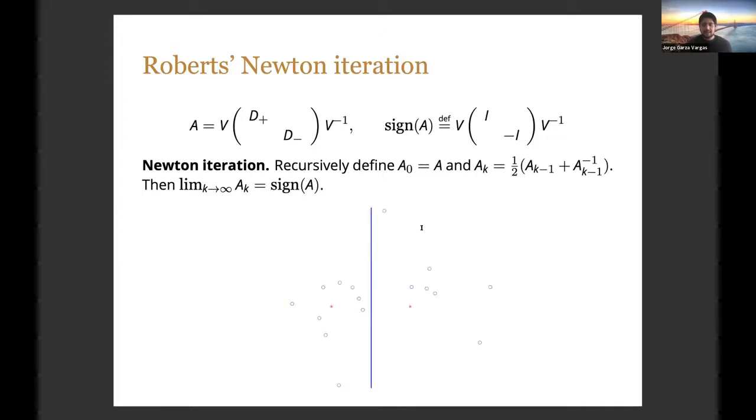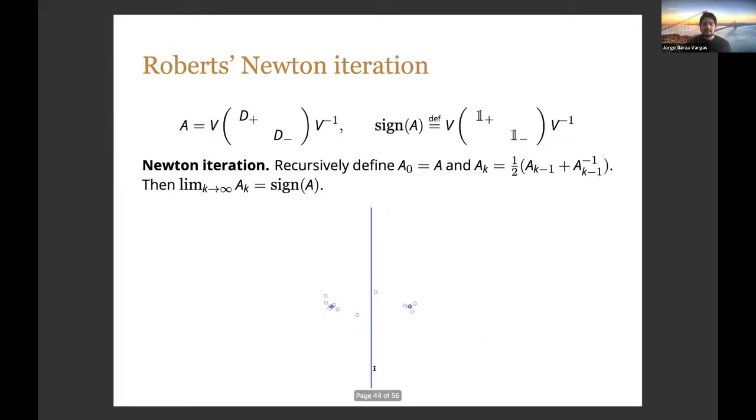For example, here are the eigenvalues of a matrix A. This is the complex plane. These stars are 1 and -1, and this line is the imaginary axis. As you see, as the Newton iteration evolves, these 1 and -1 are attractors, and each eigenvalue goes to the side it should go. And moreover, at every step, the eigenvectors of A_k are equal to the eigenvectors of A_{k-1} in exact arithmetic. So that gives you an idea of why this is true.